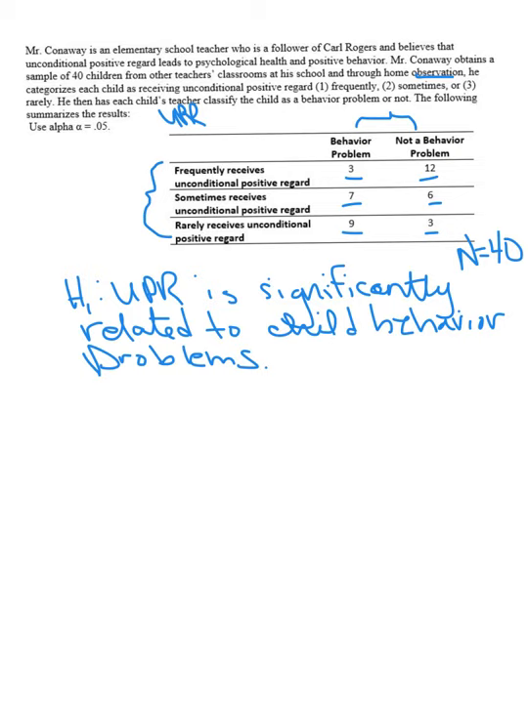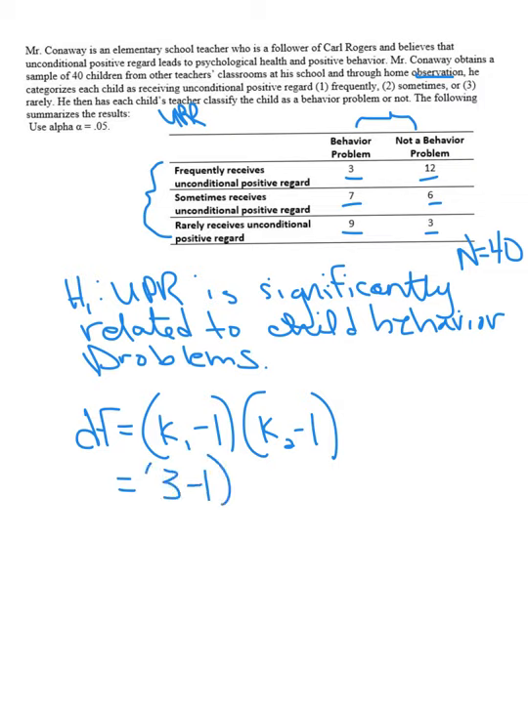So our test for independence is going to use the degrees of freedom K1 minus 1 times K2 minus 1. Basically K meaning the categories in the first independent variable times the categories in the second independent variable. So here we have 1, 2, 3 categories for unconditional positive regard. So 3 minus 1 times, now for behavior we just have two categories, behavior problem or not a behavior problem. So 2 minus 1. So it ends up being 2 times 1, right? So our degrees of freedom ends up being 2.